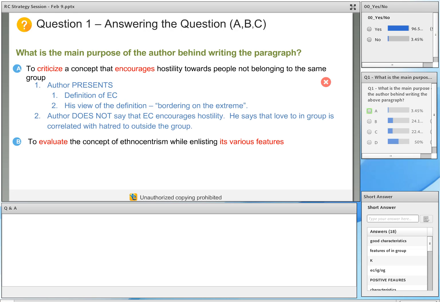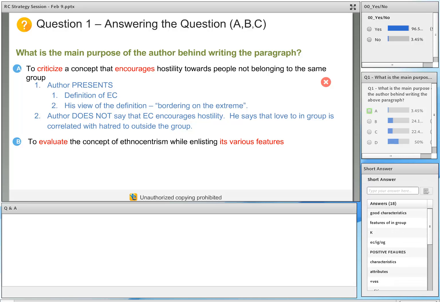Choice B, to evaluate the concept of ethnocentrism while enlisting its various features. What is evaluation? Evaluation happens when you are doing the pros and cons. Now here the author, as we summarized, is simply presenting an exaggerated definition. There are no pros and cons.